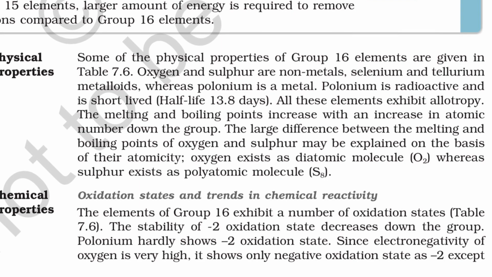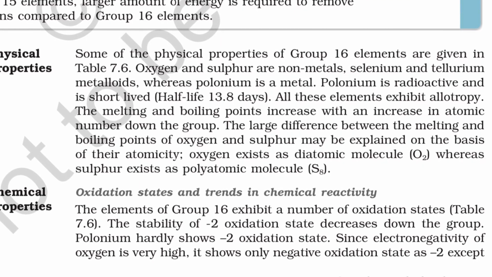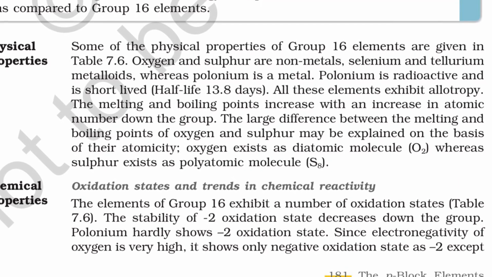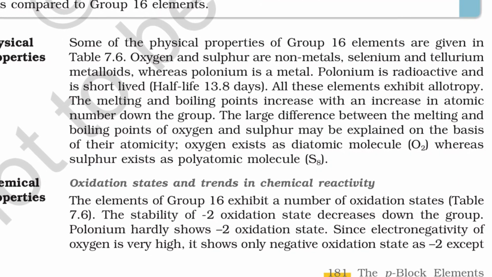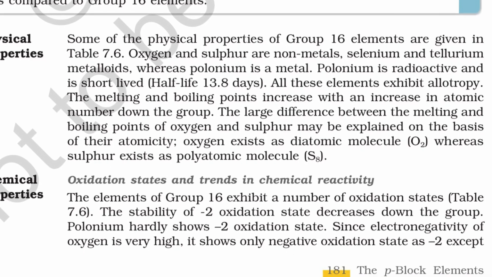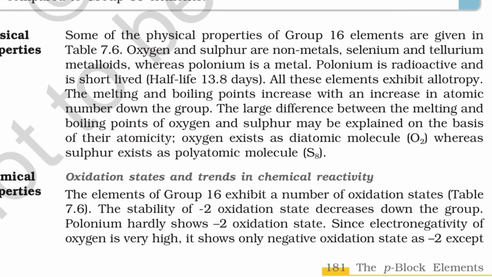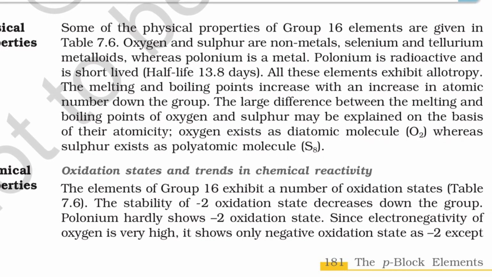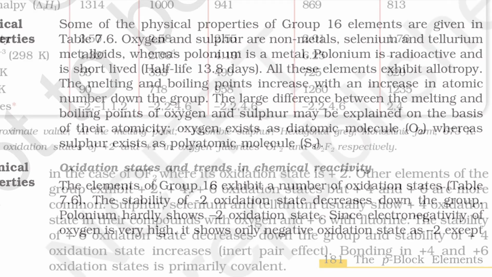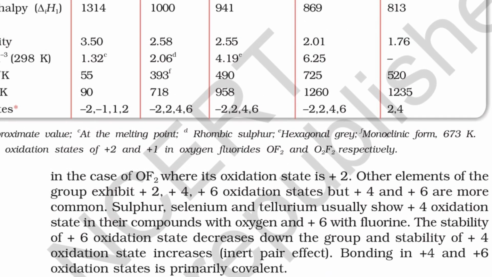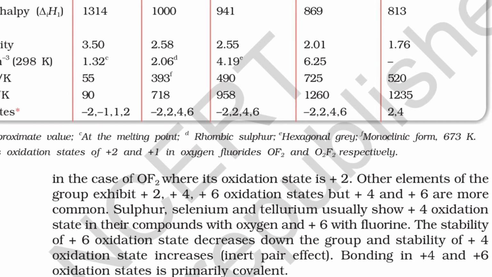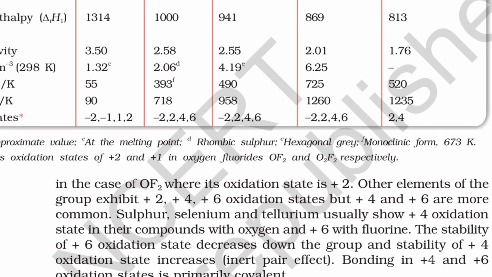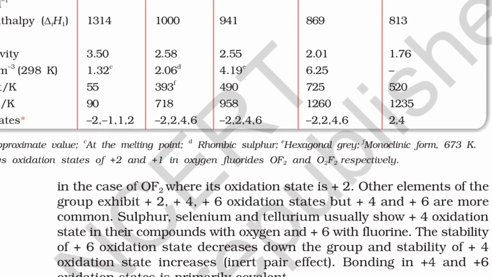Oxidation states, trends in chemical reactivity. The elements of group 16 exhibit a number of oxidation states. The stability of the -2 oxidation state decreases down the group. Polonium hardly shows the -2 oxidation state. Since the electronegativity of oxygen is very high, it shows only the negative oxidation state of -2, except in the case of OF2, where its oxidation state is +2. Other elements of the group exhibit +2, +4, +6 oxidation states, but +4 and +6 are more common.